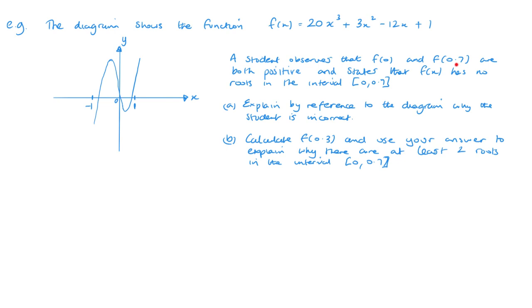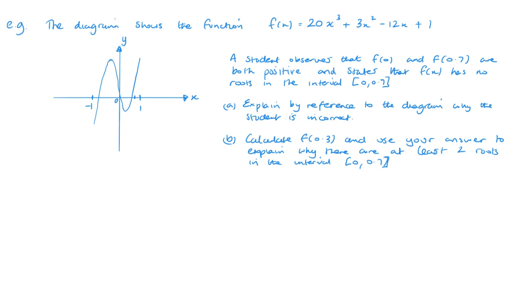Now, a student observes that f of 0 and f of 0.7 are both positive. So f of 0 is just slightly positive there, and I'm guessing f of 0.7 is on the other side of this, and it will be positive up there. Explain by reference to the diagram why the student is incorrect. I'll just move that one over a little bit so it makes more sense. Why is he or she incorrect? The diagram shows that there could be 2 roots within that interval, here and here.